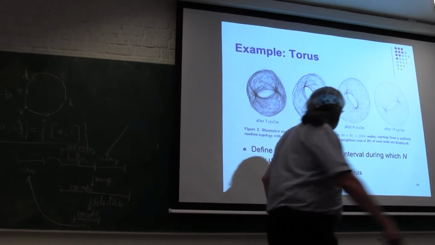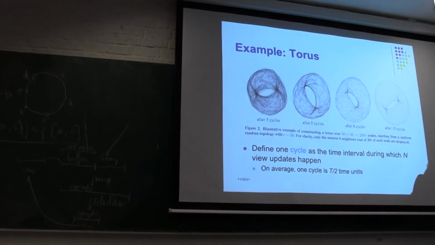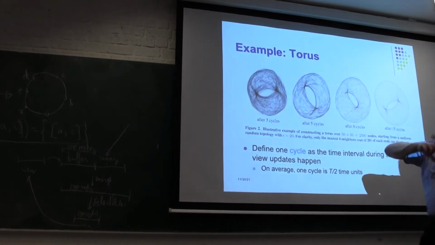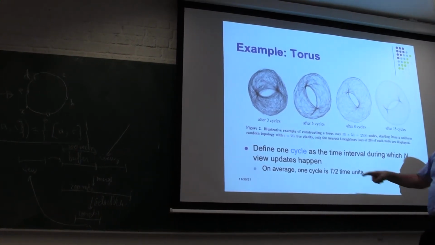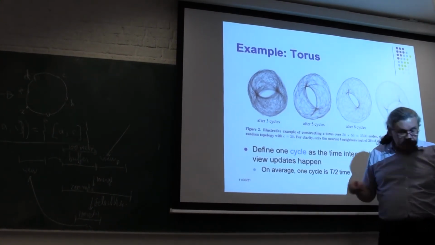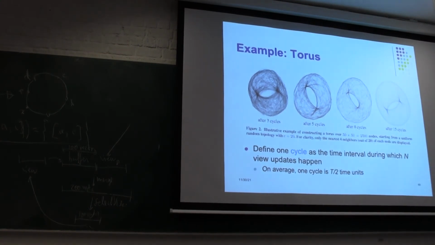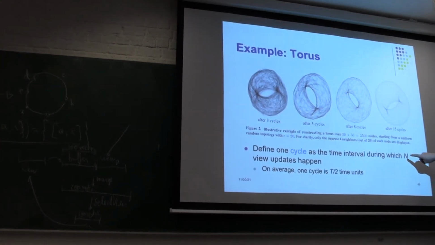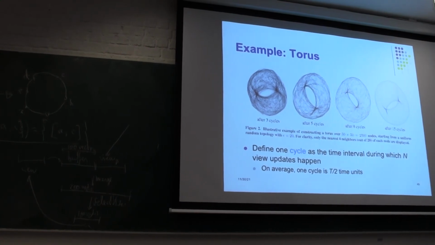So this is 2,500 nodes, starting from a uniform random topology. So the nodes are totally randomly connected. C is 20. That means each node keeps track of the 20 other nodes. Okay. A cycle is the time during which n updates happen. So every node is allowed to do one update.